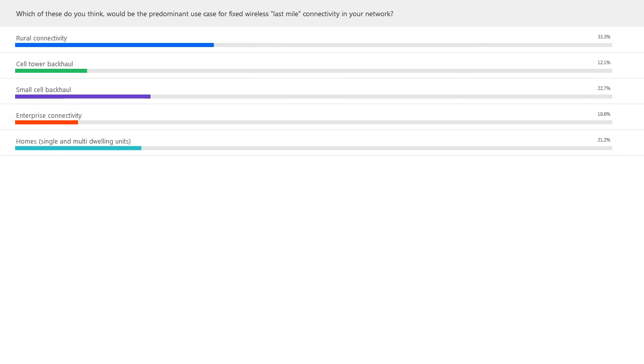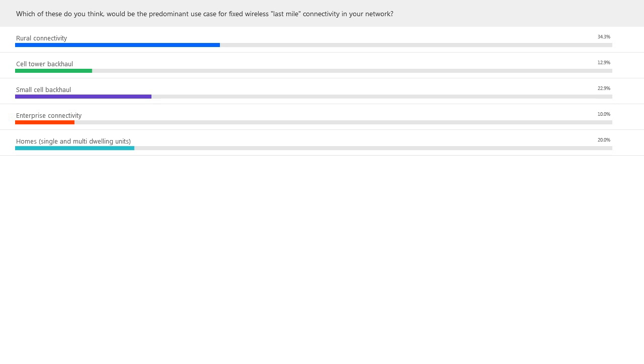But this is where the results are coming in so far. So interesting, about a third of the audience saying rural connectivity, and then second to that at about 23% small cell backhaul, and then actually quite close to that, right to the home. Then it drops off from there. If I do one last push, it looks pretty similar. Rajesh, I guess two questions maybe. One, any surprises here? And two, does this look very different from what you would expect for traditional use of fixed wireless in, say, 4G and earlier generation networks?